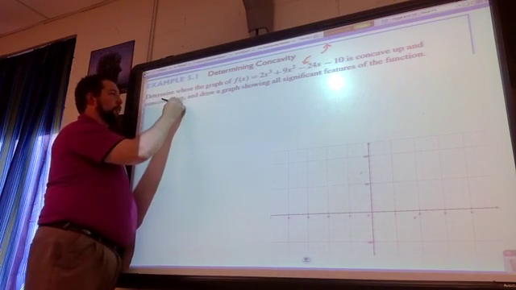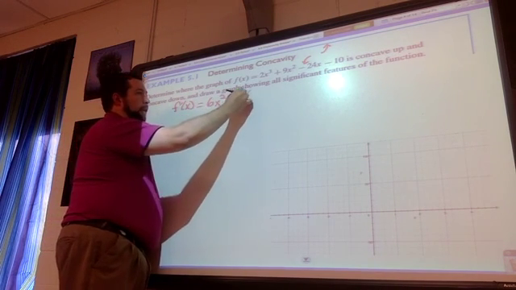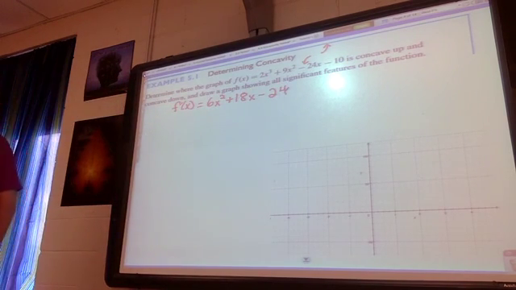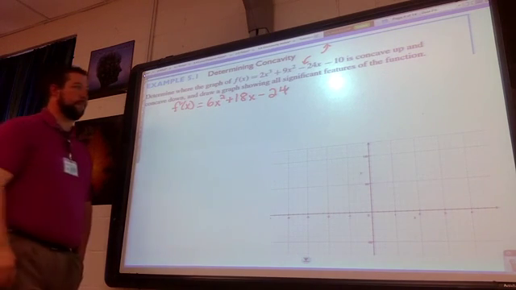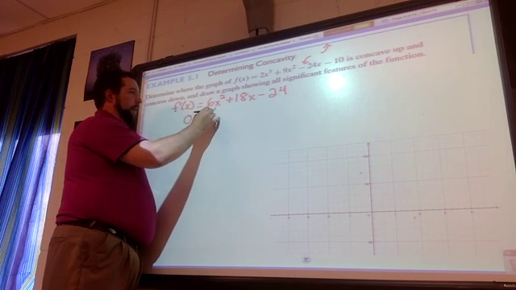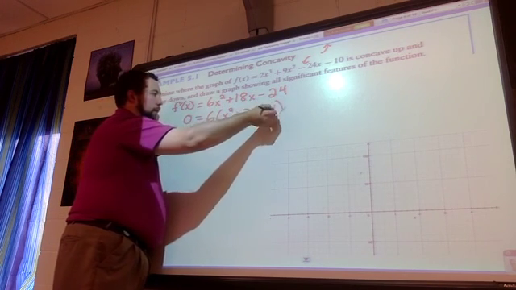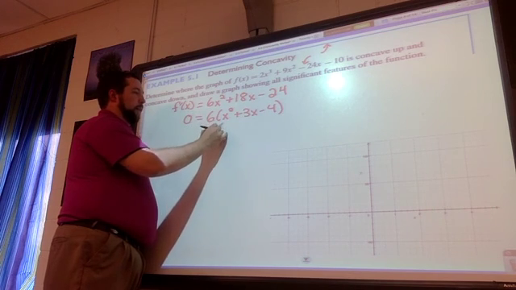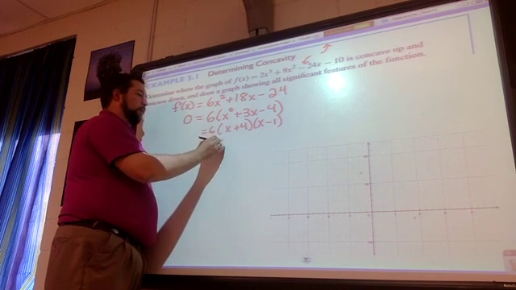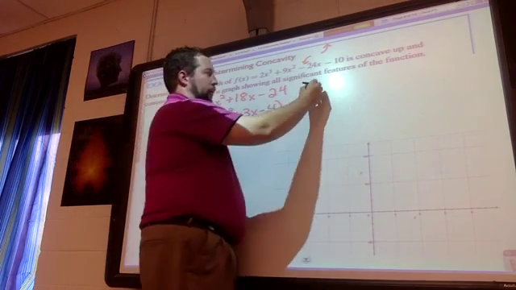If we take the first derivative, which would be 6x squared plus 18x minus 24, we can tell the local mins and maxes like we did last time. We set this equal to 0 and factor. Factor out a 6, which leaves us x squared plus 3x minus 4. If we factor that, that gives me (x plus 4)(x minus 1). So our critical numbers are -4 and 1. Then we do that first derivative test.